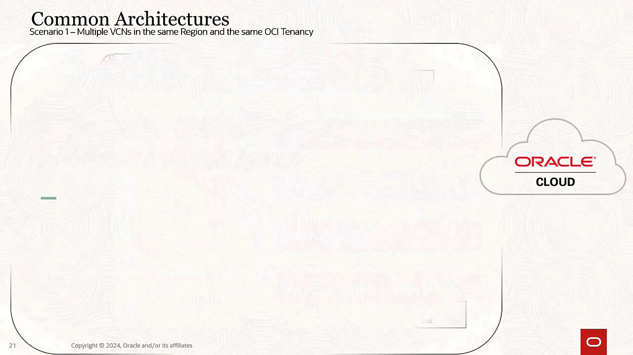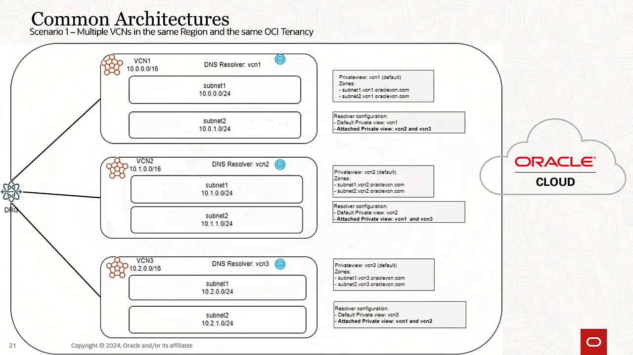Let's look at a scenario where the client has 3 VCNs deployed in the same region, all paired together through a dynamic routing gateway for network connectivity. The easiest way to have the DNS resolvers know about another VCN domain is to attach the private view of each resolver to the other resolvers, as shown in the diagram.